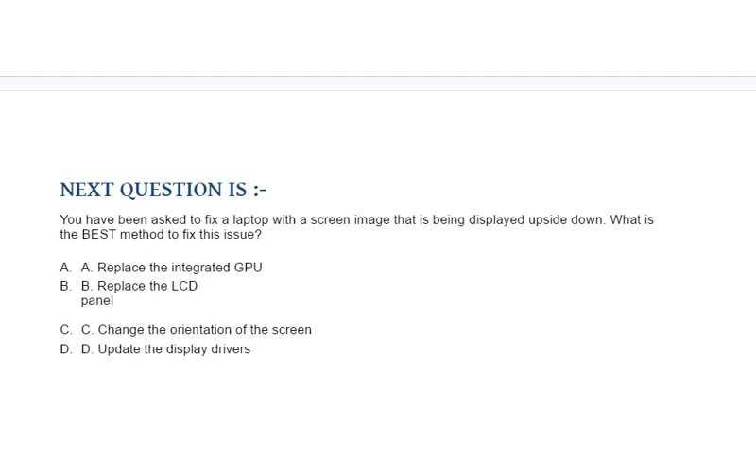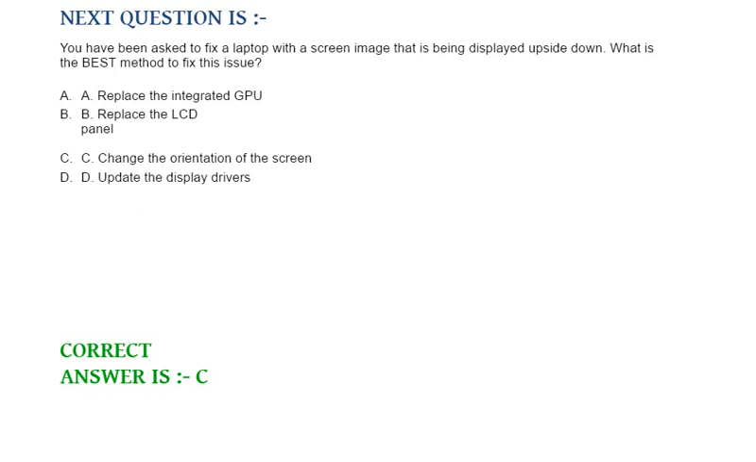Next question is, you have been asked to fix a laptop with a screen image that is being displayed upside down. What is the best method to fix this issue? Option A. Replace the integrated GPU. Option B. Replace the LCD panel. Option C. Change the orientation of the screen. Option D. Update the display drivers. Correct answer is option C.